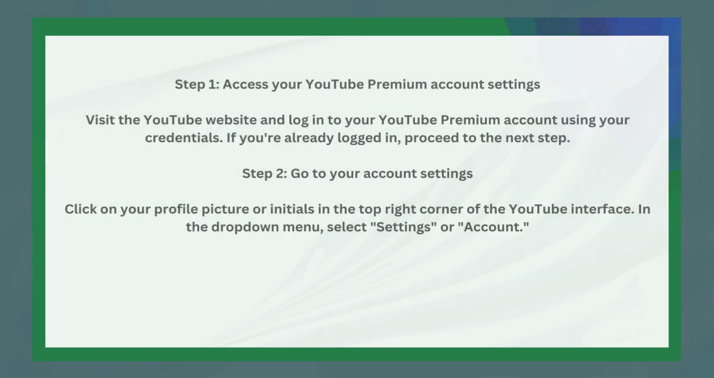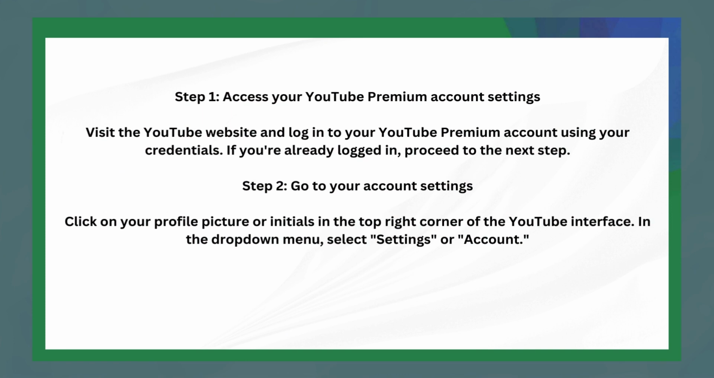The first step is to access your YouTube Premium account settings. So visit the YouTube website and log in to your YouTube Premium account using your credentials. If you're already logged in, proceed to the next step.